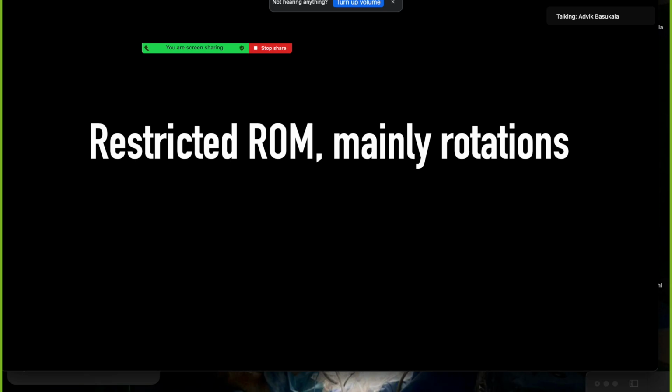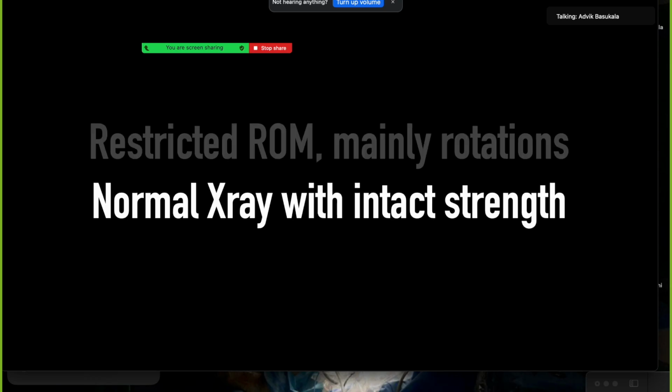If a patient is presenting with rotational loss, like 0 degree, 20 degree only external rotation compared to 70 degree external rotation on the other side, that is frozen shoulder until proven otherwise. So that is very important, and the patient should have a normal X-ray.